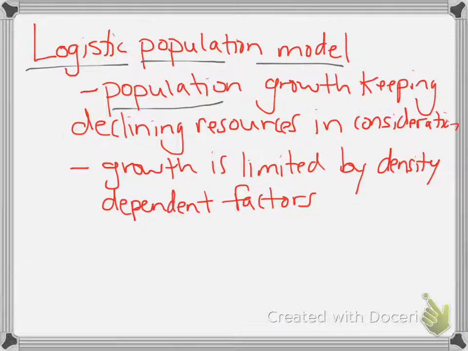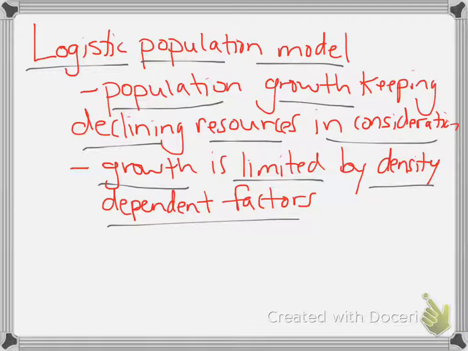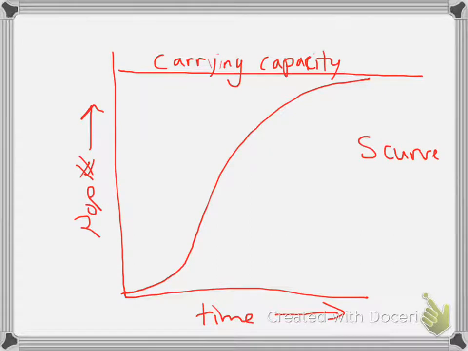We have the logistic population model. This is that population growth keeping declining resources in consideration. This is really the way that we look at population growth models. It's the model that we use. It is basically stating that growth is limited by these density-dependent factors, so it's limited by resources. So this is what we call the S-curve, and this is a more realistic type of growth that we see in real life. And what we see here is that population numbers will continue to grow over time until we reach carrying capacity. And again, that's the number of individuals the environment can hold.